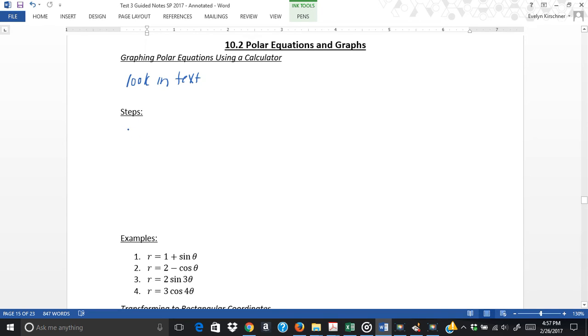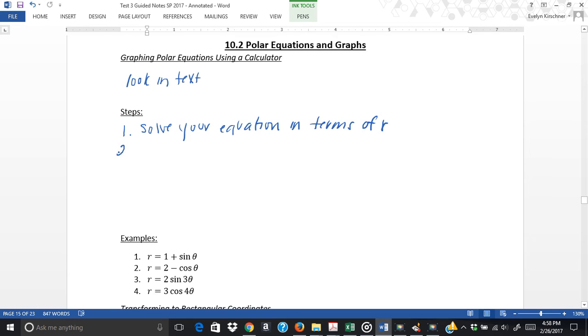The steps are, first thing you want to do is you want to solve your equation in terms of R. Because this is some kind of equation now. So if your equation has R's and theta together, you're going to have to get R by itself.